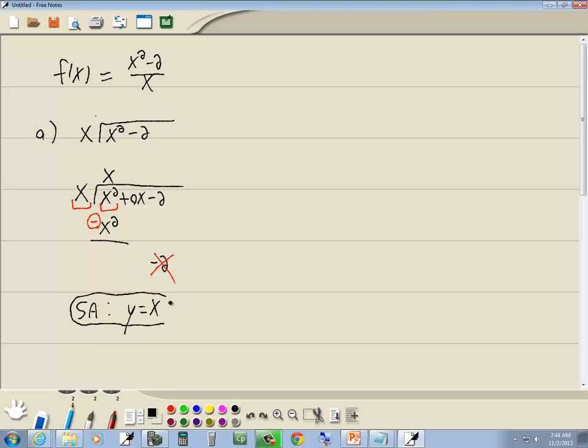Now this problem is specifically asking you to find a slant asymptote. But if it wasn't asking you, you have a slant asymptote when the degree of the top is exactly 1 larger than the bottom. See how the degree of the top is 2 and the degree of the bottom is 1? That's what tells us we have a slant asymptote.